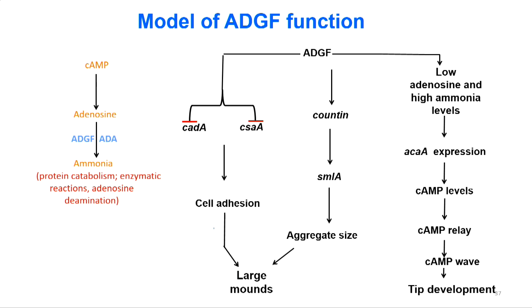Even if you have a block in one, it is manifesting in the mound arrest. So what does mound arrest mean? There is no organism formation. There is no tip formation. So the low adenosine and high ammonia levels are responsible for genes that induce adenyl cyclase expression, which makes more cyclic AMP. The cyclic AMP relay is proper. Then the cyclic AMP wave is happening, as a consequence of which you have a proper tip development or organism development.